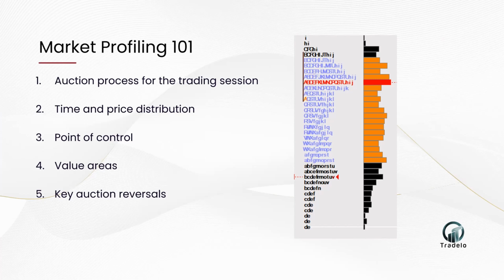It's showing us, in essence, utilizing time and price. It's showing us the auction process. So it's showing the prices over which the market auctioned over the course of every single day. That's in a basic sense what market profiling is. Now, like I said, each letter is used to typically represent 30 minutes.